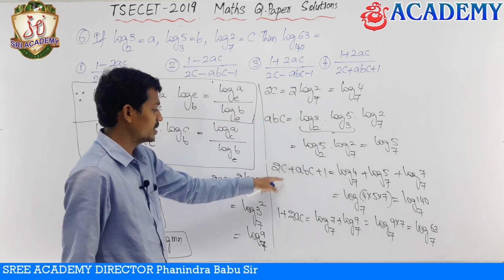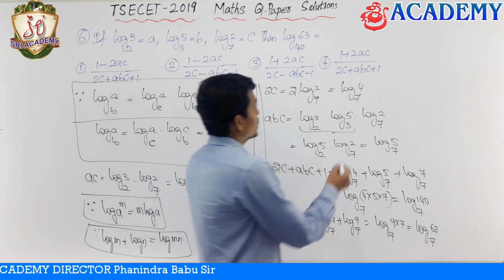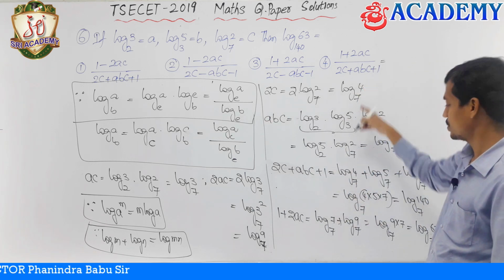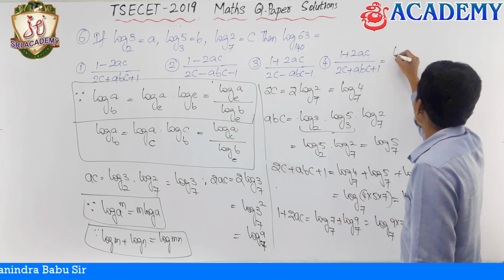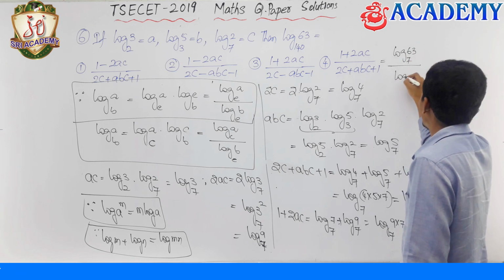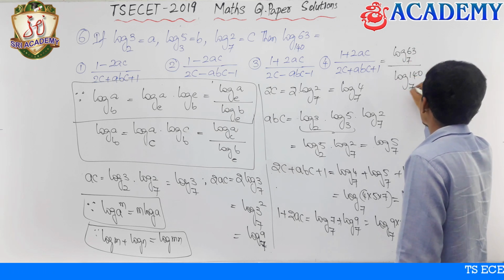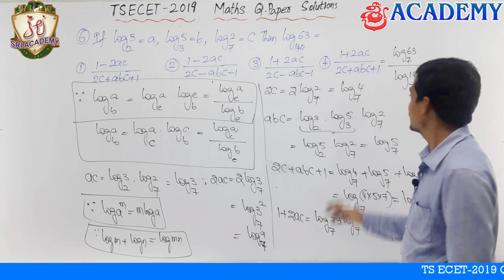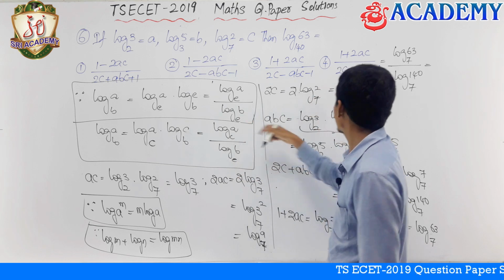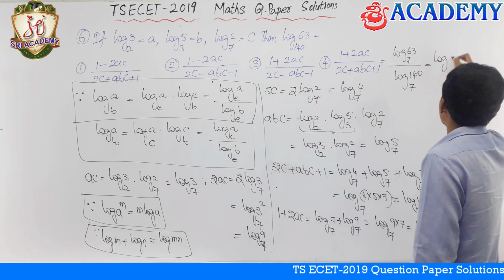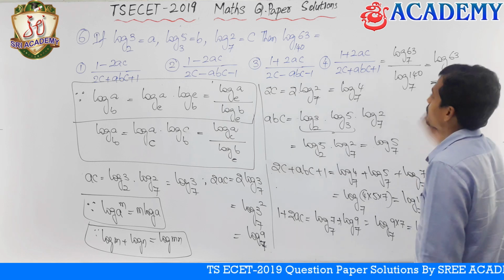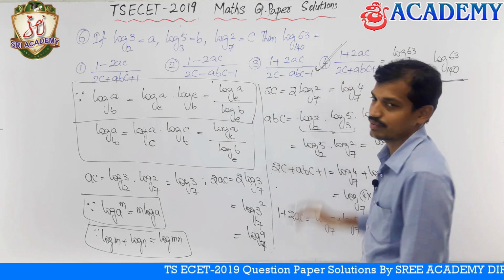If you divide this one with this one, here it is plus, in the denominator also plus, that is going to be log 63 base 7 divided by log 140 base 7. If the bases are equal, we can write log 63 base 140. This is going to be our question. That's why the answer is going to be this one.